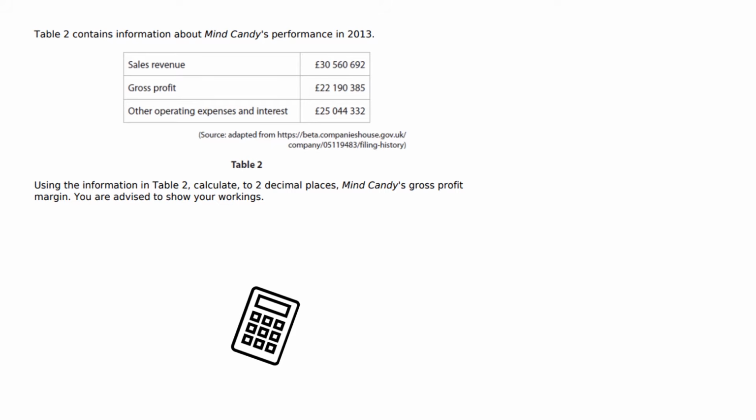Next question. Table 2 contains information about Mind Candy's performance in 2013. So you've got the information in the table there. And you need to use the information in Table 2 and calculate to 2 decimal places Mind Candy's gross profit margin. You are advised to show your workings. Now, gross profit margin is different from gross profit in terms of the fact that this will now be expressed as a percentage, and this is the formula that you need to use.